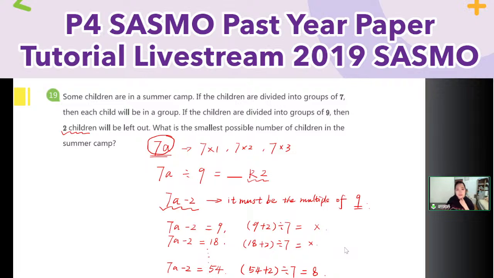Okay, let's review how we do this one. First of all, we need to identify that this number divided by 7 without any remainder, right? So it must be the multiple of 7. So we can put it as 7a, right? And then the second condition gives us that if we divide this number by 9, then there will be a remainder 2. So that means 7a minus 2 must be the multiple of 9. And then we can enumerate one by one. When 7a minus 2 is 9, when it's 18, okay, when it is 27, step by step, until we try 54, we find out a is 8.